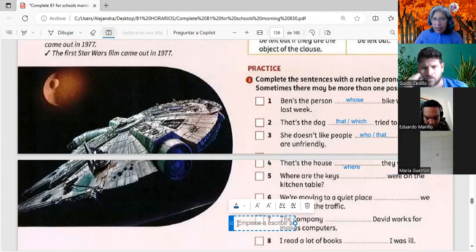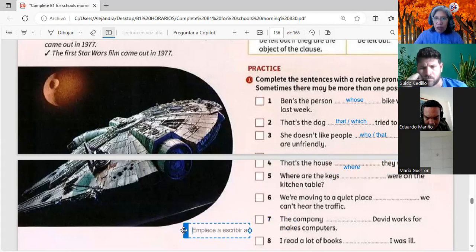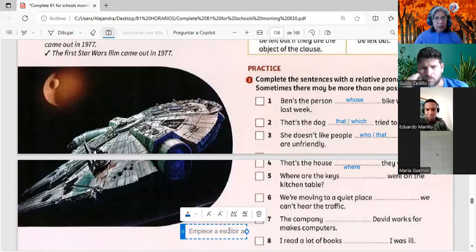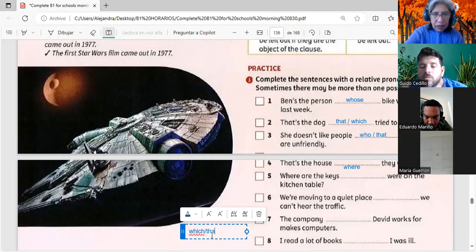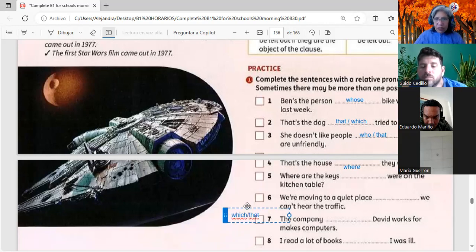Guido, where are the keys? On the kitchen table. I'm talking about the keys, an object. Which? Where on the kitchen table or that where? Where on the kitchen table? Good.